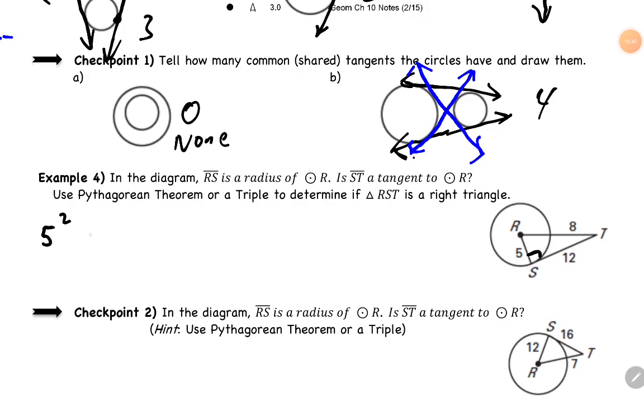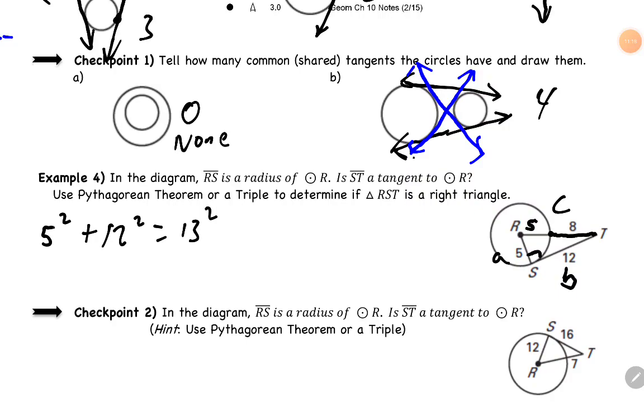So a squared, so once again, a, b, c. C is the longest side. A and b are the 2 legs. So 5 squared plus 12 squared is equal to c squared. They give us that this piece here is 8. Okay, and the radius is 5, so this is 5 plus 8, which is 13. So c is 13, so we're going to square it.